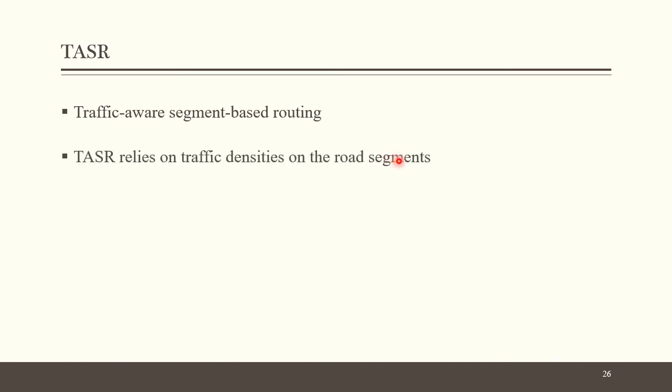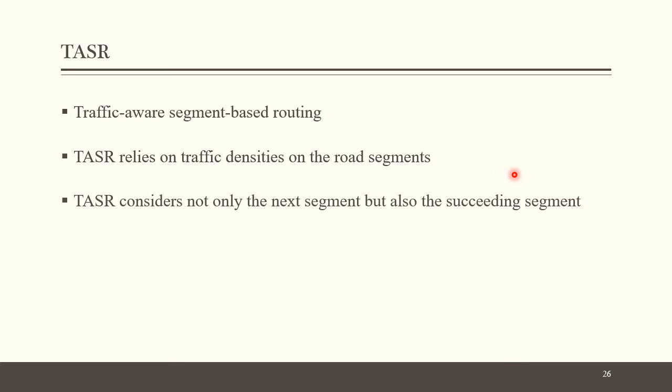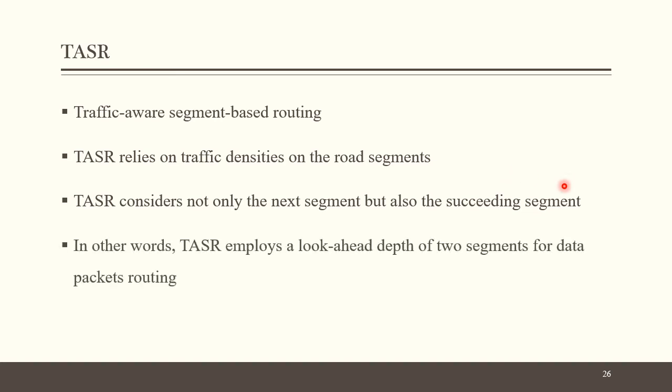Next protocol is TASR, or Traffic Aware Segment Based Routing Protocol. Segments are also used in this protocol. Here routing is based on traffic density. TASR looks at the next and next-to-next segment. In ISR we only look at the very next segment, but here we are also looking at the next-to-next segment. So TSR employs a look-ahead depth of two segments for data packet routing, while in ISR we only employ a look-ahead depth of one segment.